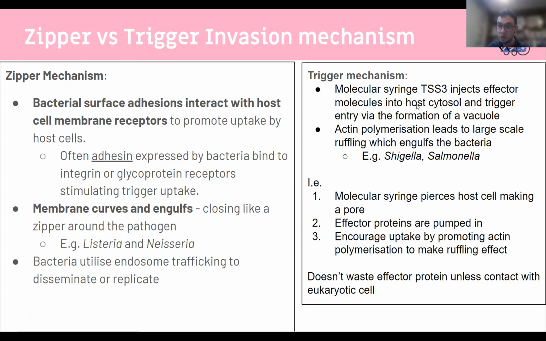It injects effector molecules into the host cytosol and triggers entry by the formation of a vacuole. I have a picture of both of these in the next slide. It leads to actin polymerization in the cell membrane, which will eventually engulf the bacteria. These are the steps: the molecular syringe pierces, pumps in effector proteins, and encourages uptake, and it's specific, so it doesn't waste.